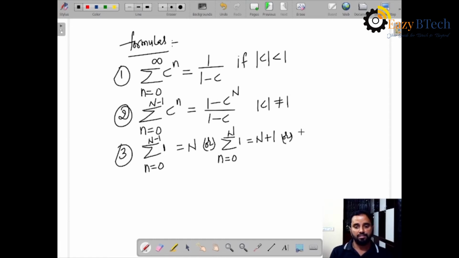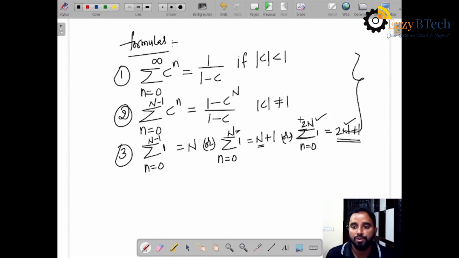You can write it in this way also: summation n is equal 0 to 2N of 1. It will become 2N plus 1. In the same manner, the upper limit is 2N, that is why 2N plus 1. So these formulas are helpful to you whenever we are going to do problems. Okay.